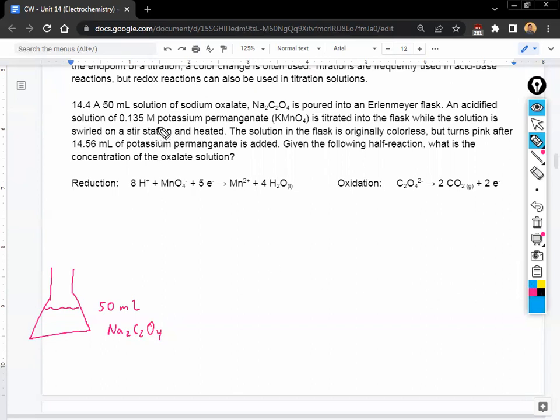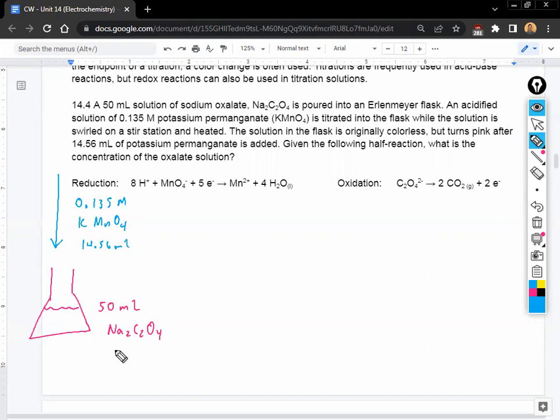And then we have an acidified solution of potassium permanganate. I'm going to be dropping potassium permanganate because it's being titrated. The concentration is 0.135 molarity of potassium permanganate, and we are adding this to that. We're dropping potassium permanganate, okay? And we are adding a total of 14.56 milliliters of potassium permanganate.